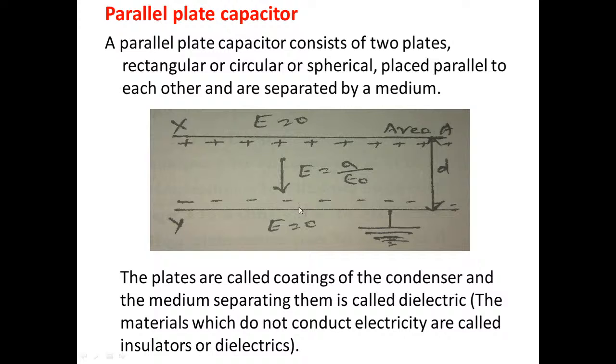Here X and Y are two conducting surfaces. The surface can be rectangular, circular or spherical, placed parallel to each other and separated by a medium. The plates are called coatings of the condenser and the medium separating them is called dielectric.